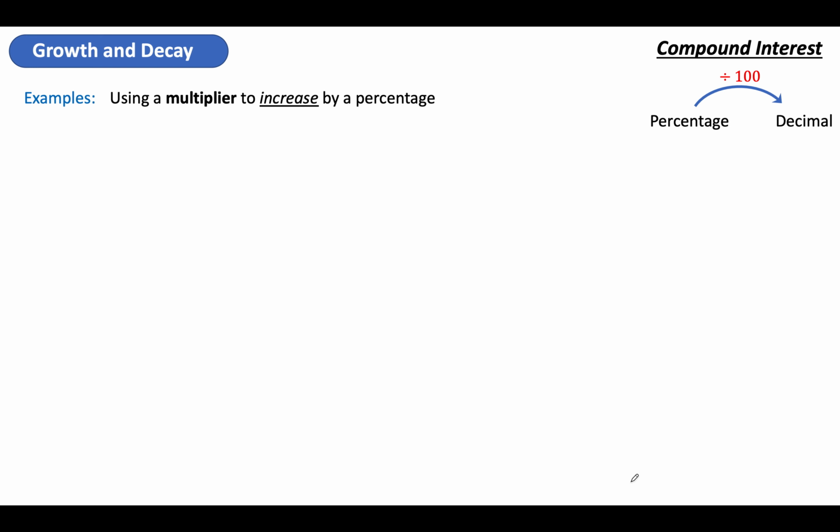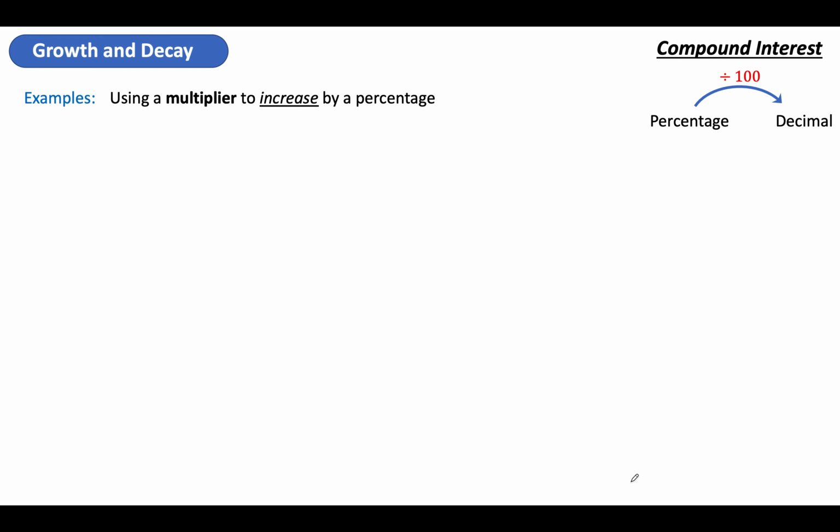3,472. Okay? And third example. Increase by 38%. Again, start with 100% and add on your percentage. So 138%. Change that into a decimal, so it's a multiplier. So 1.38. And that's what I multiply by. That's my multiplier to increase anything by 38%.